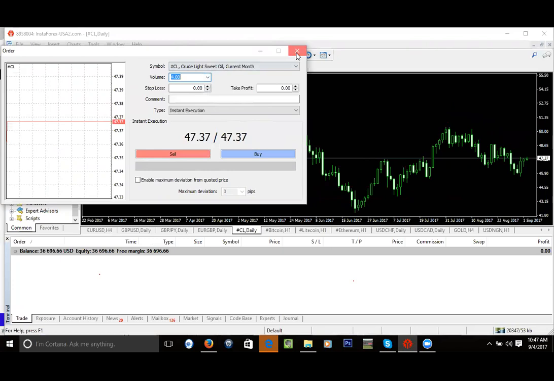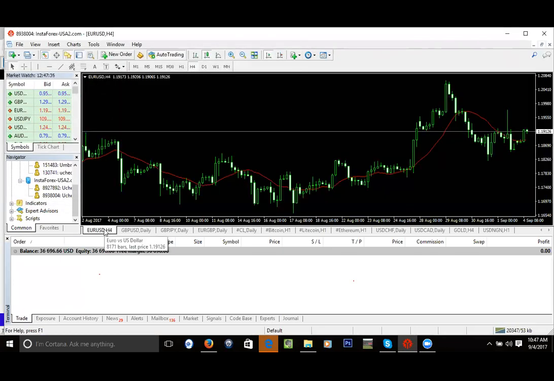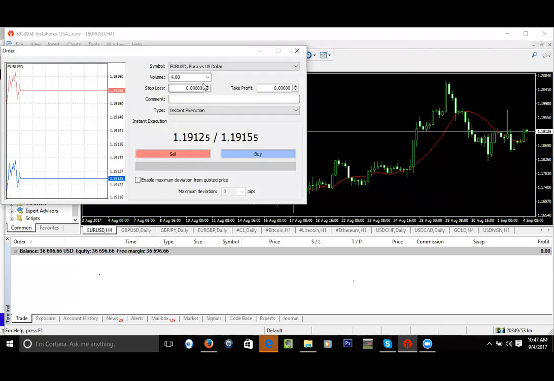Let me use currency for example. If I select Euro USD first, I'll go to this new order. I will select my lot size. For example, if I select one lot size, this is called lot size.